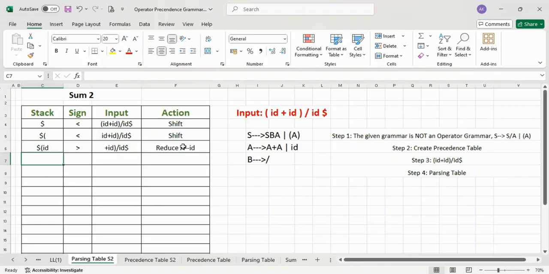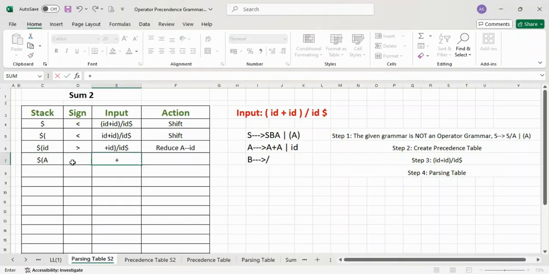Okay, reduce. I have just written what grammar rule is applied. Whenever I am reducing, I will replace id with A, and my input will remain as it is. Okay, now I compare A.